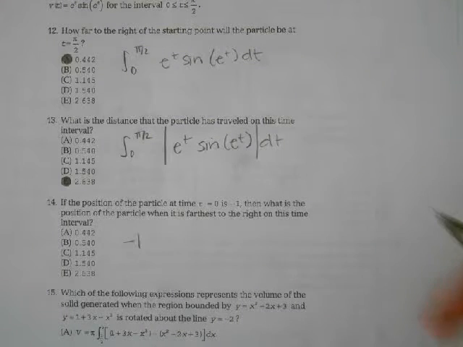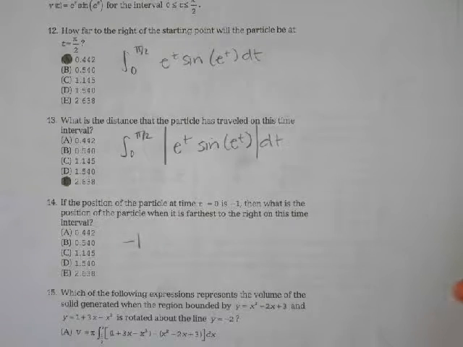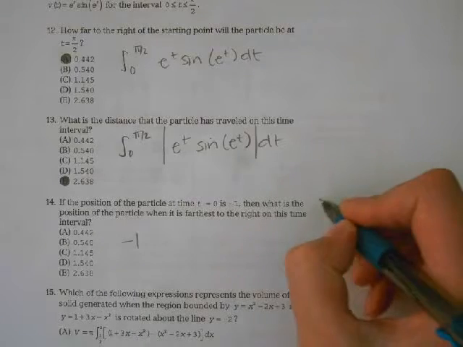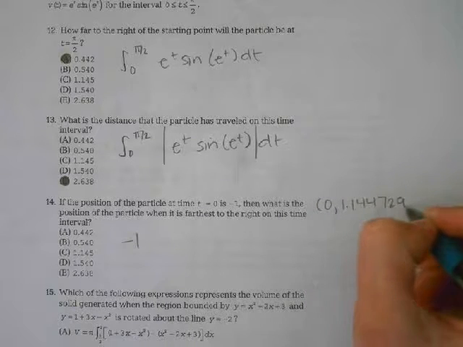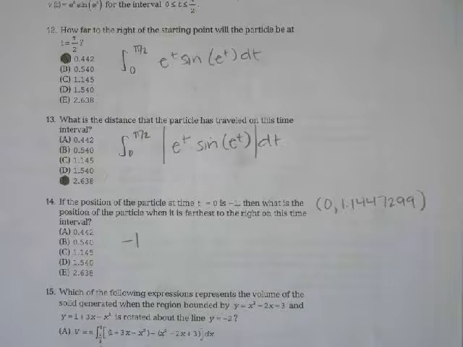So to know what time interval we're talking about, we need to know when the particle is moving to the right. And we know the particle is moving to the right when the velocity is positive. So I went ahead and took that velocity function and graphed it. I only looked at the graph from 0 to pi halves, and then I wanted to see where it was positive, because that tells me where to look. So I could see that my interval for time was from 0 to 1.1447299, because that's where the velocity graph is above the x-axis.